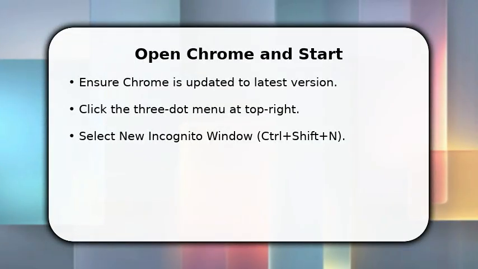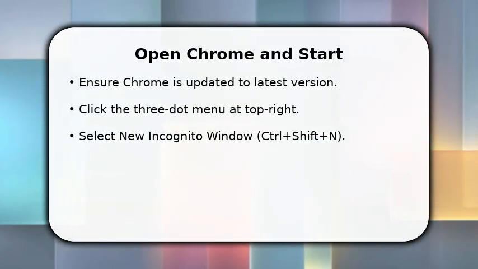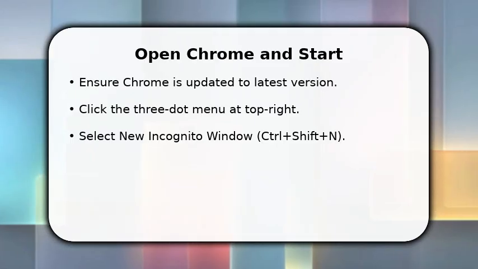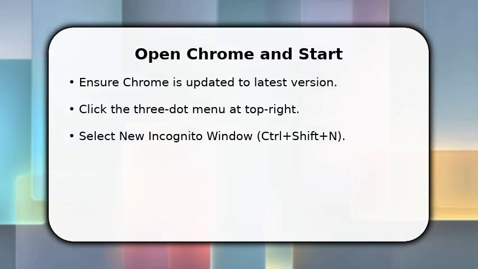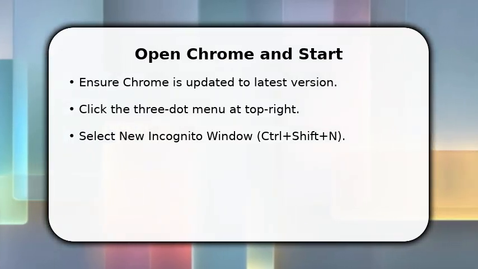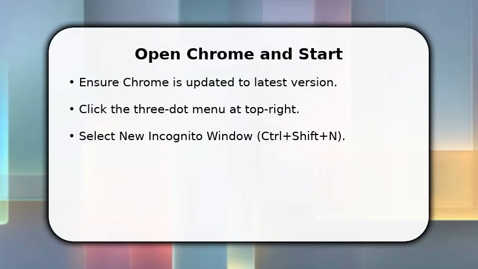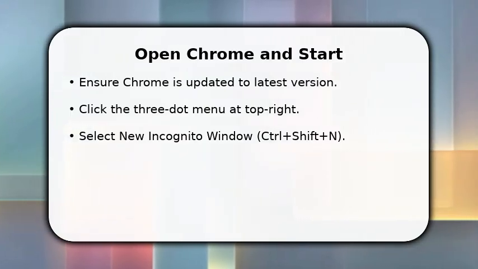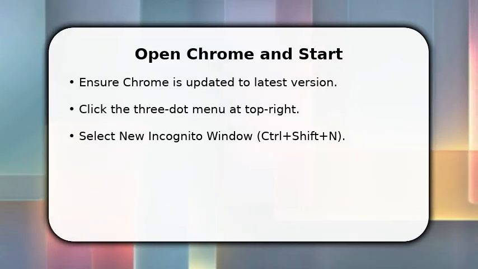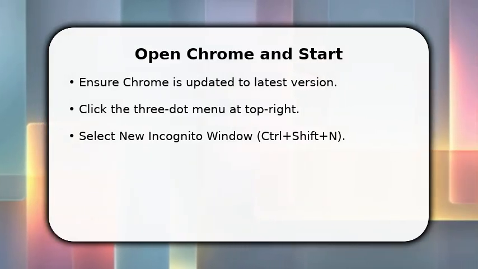You start by opening Chrome. Make sure updates are installed so features work reliably. Once done, move your cursor to the three-dot menu in the top right corner, then click it. You'll see New Incognito window. Choose that or press Ctrl plus Shift plus N on Windows, CMD plus Shift plus N on Mac.